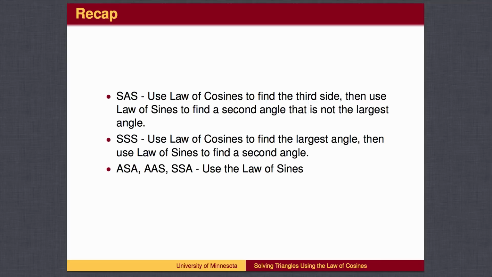Given all three sides of a triangle, find an angle by the law of cosines. It is best to find the angle across from the longest side. You can then find a second angle by the law of sines. To solve angle-side-angle triangles, angle-angle-side triangles, and side-side-angle triangles, use the law of sines.